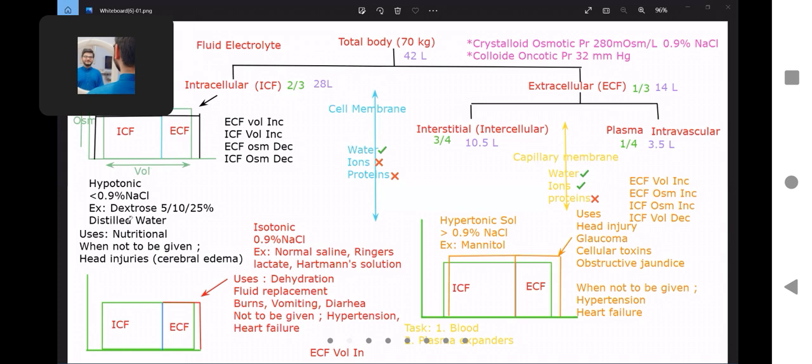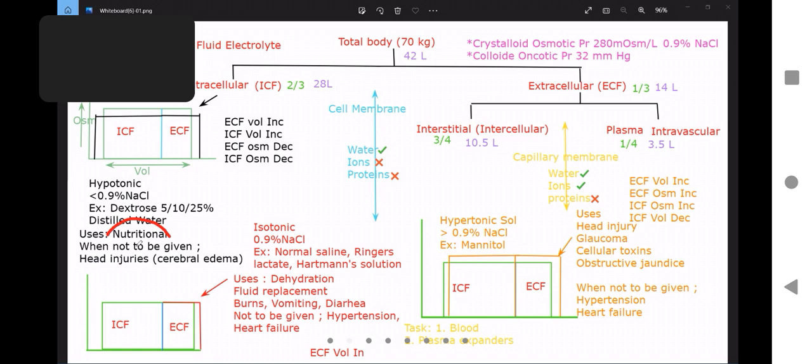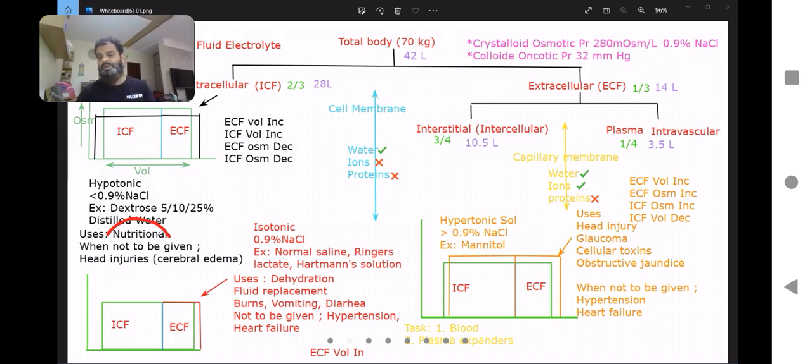Okay, now, when should we give it? It is majorly given for nutritional purposes. For example, a patient is on nil per oral. You have heard the word NPO. NPO we say nothing per oral or nil per oral when the patient cannot eat anything. So he needs glucose, so we can just give this solution. But when not to be given, a very clear stance you should know: in head injuries and cerebral edema.